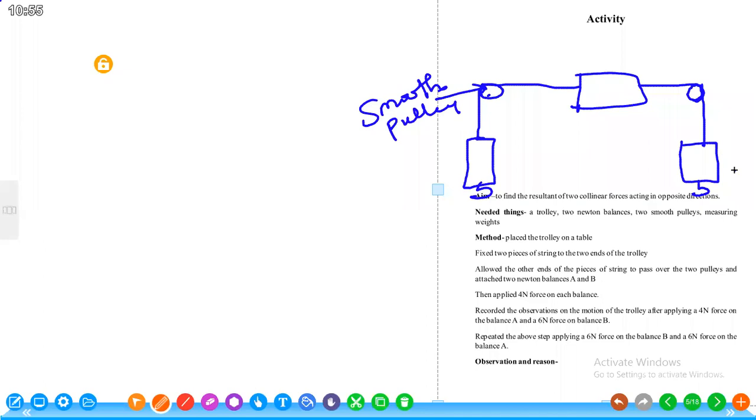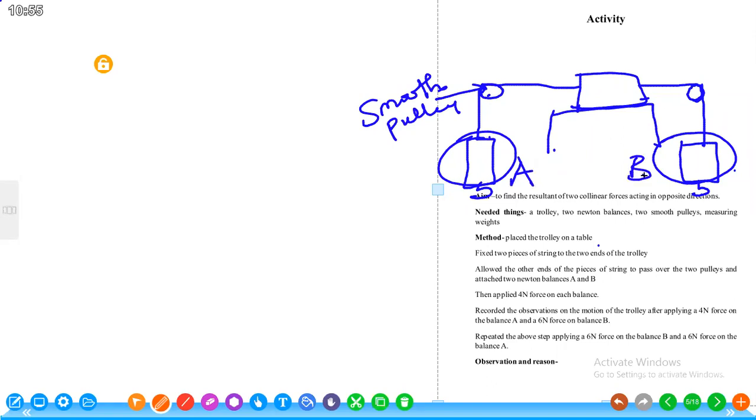First method. Place the trolley on the table and fix two pieces of string to the two ends of the trolley. Allow the other ends of the pieces of string to pass over the two pulleys and attach to two Newton balances, A and B. This is named as A and this is named as B.